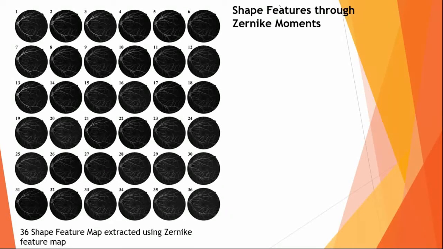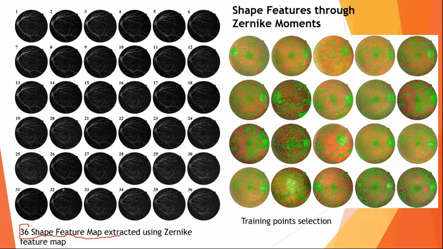And as you run across the image using a sliding window technique, you get each and every pixel mapped to a feature map. So in this case, you've got 36 different feature maps here. You can see here, and each of these 36 are unique feature maps. And what we did is, we found out certain things in that. You can refer to my paper there. And what we did is, we selected the training points.